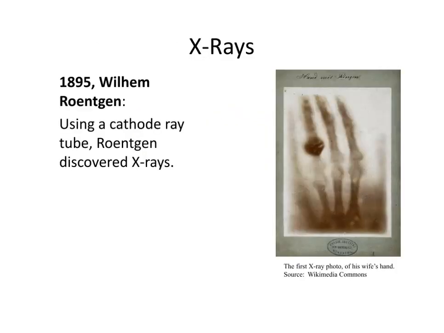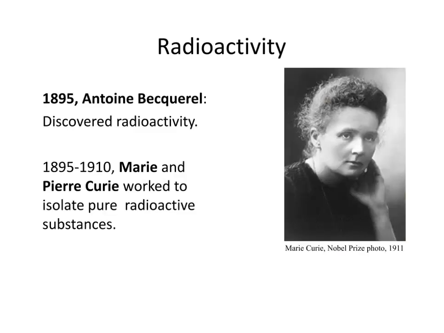At approximately the same time as the Thomson experiments, William Röntgen, a German physicist, discovered X-rays. In fact, his first X-ray photo, taken in November of 1895, was of his wife's hand. This image is shown here. In the same year, Antoine Becquerel discovered radioactivity. In the years that followed, Marie Curie and her husband Pierre worked extensively to isolate and characterize radioactive substances.